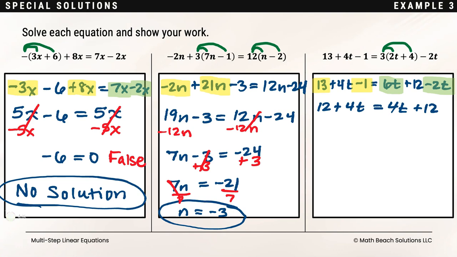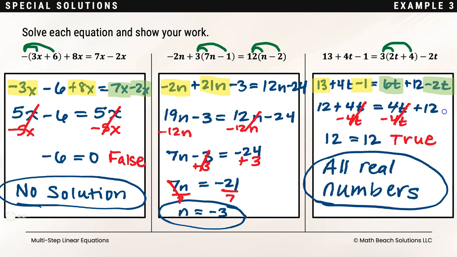That's looking a little strange. Let's see what happens when we collect the variable terms on the same side. We'll subtract 4t from both sides to do that, but when we do that, all our variable terms cancel, they zero out again. So we're left with this equation that says 12 equals 12. Well, this one happens to be true. 12 does equal 12, which indicates that this equation has a solution of all real numbers.